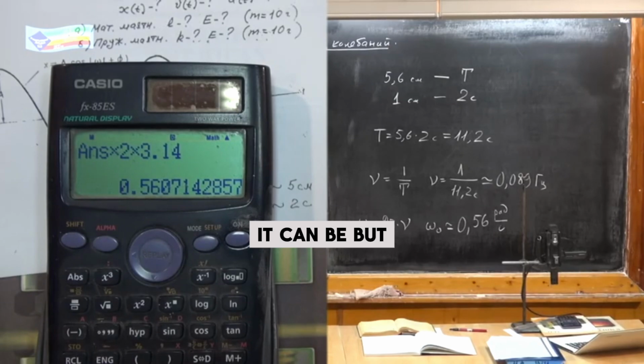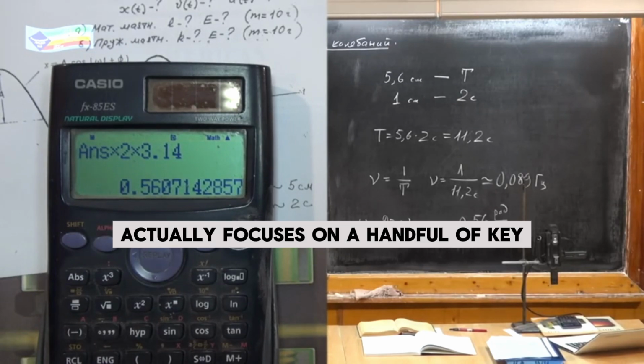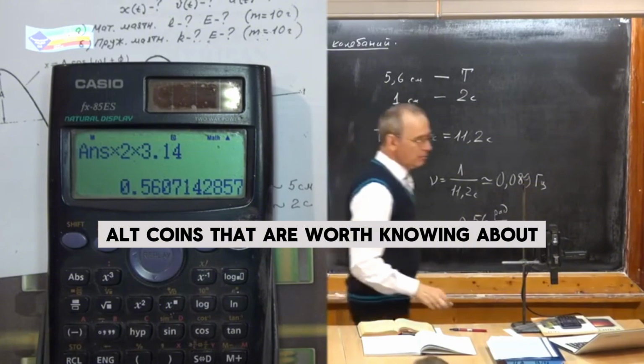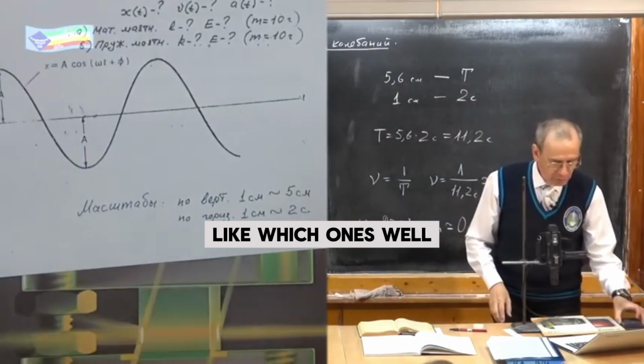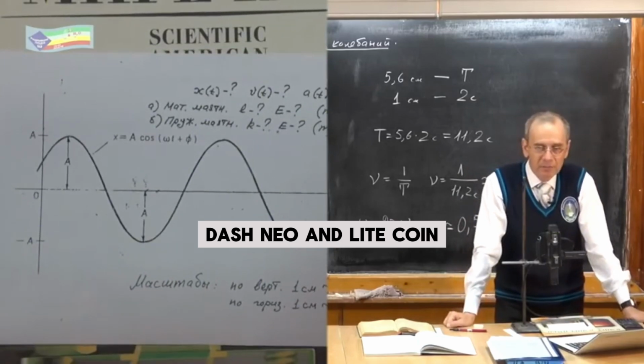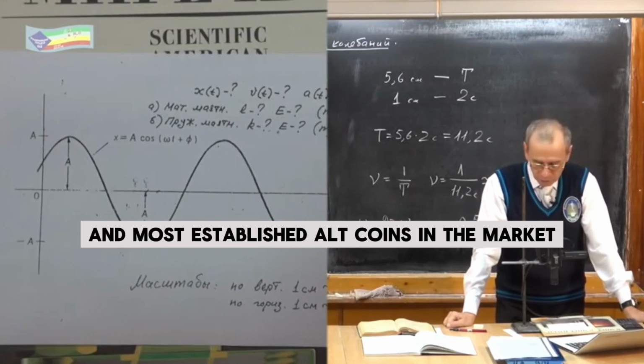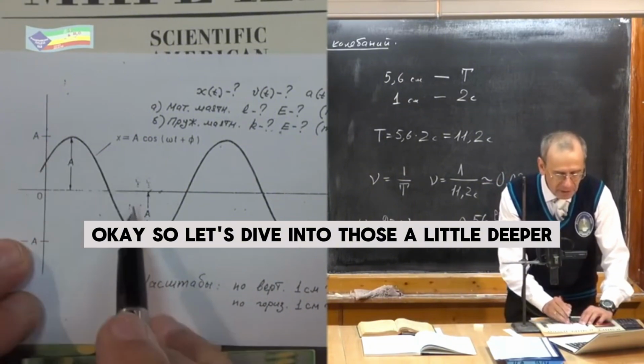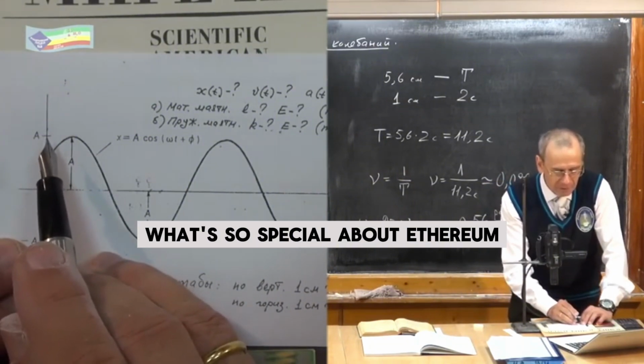It can be. But our source material actually focuses on a handful of key altcoins that are worth knowing about. Like which ones? Well, they highlight Ethereum, Ripple, Dash, NEO, and Litecoin. Those are some of the biggest and most established altcoins in the market. Okay, so let's dive into those a little deeper. What's so special about Ethereum?